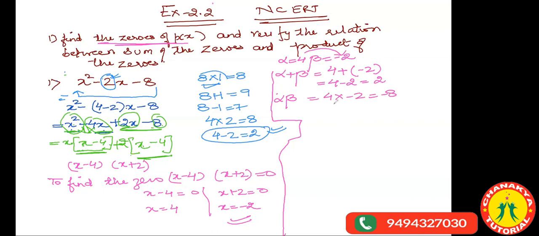Clear? Now next thing is, we have the general ax square plus bx plus c. This is your general polynomial, right? Now what will be the values of a, b and c?